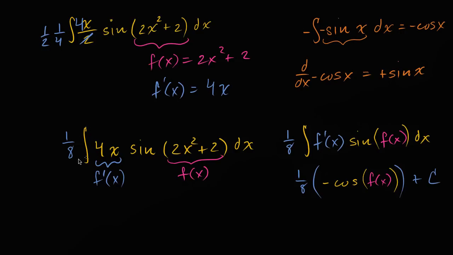So what is this going to be? Instead of saying it in terms of f of x, we say it in terms of 2x squared plus 2. It's going to be 1/8 times, I have a function and I have its derivative, so I can really just integrate with respect to that function. So it's going to be times negative cosine of 2x squared plus 2, and then, of course, I have my plus c. And of course, I could just take the negative out. It would be negative 1/8 cosine of this business, and then plus c.